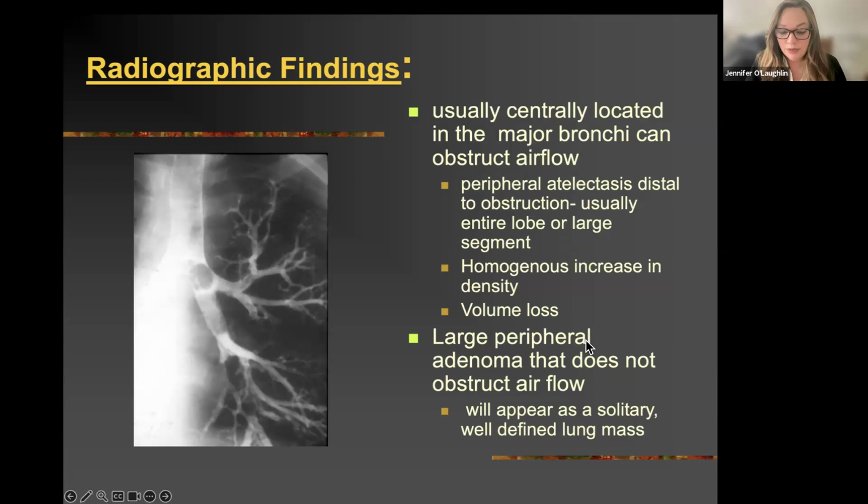If you have a tumor that's peripheral, a large peripheral adenoma that doesn't obstruct airflow, you don't have to worry about atelectasis, but you might see one solitary, well-defined mass towards the periphery of the lungs. So without atelectasis, it can look very different.